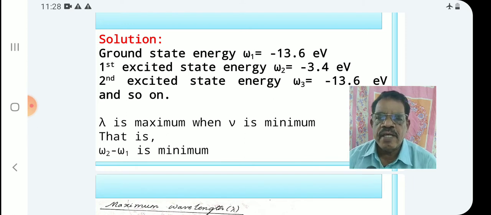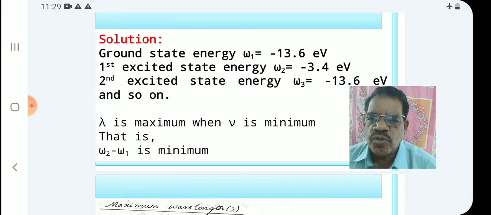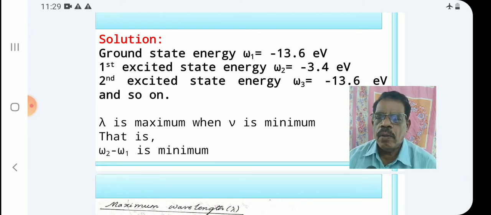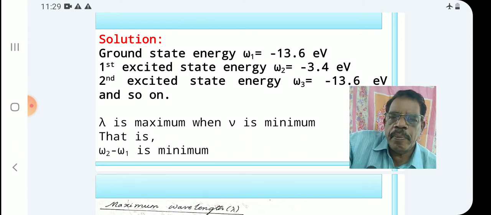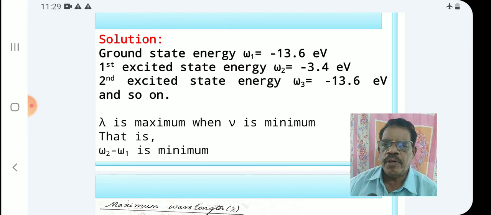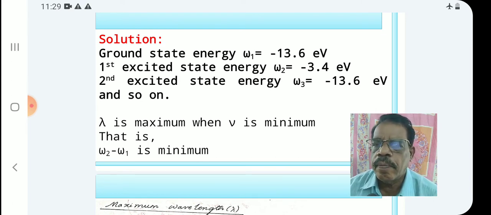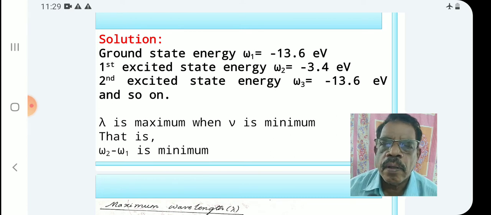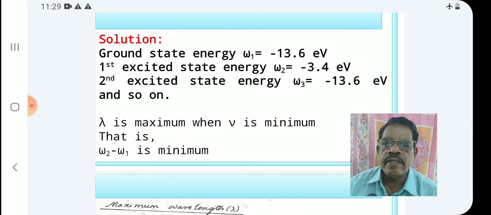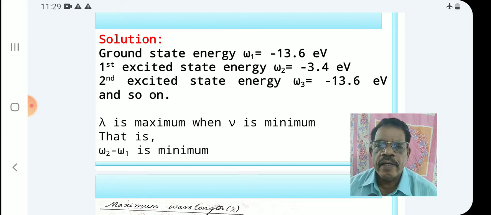First excited state means the second state, second level. Second level is called first excited state. Third level is called second excited state. So, the first excited state energy is -3.4 eV. Second excited state energy, W3, is -13.6 by 9. There is a 9 missing.